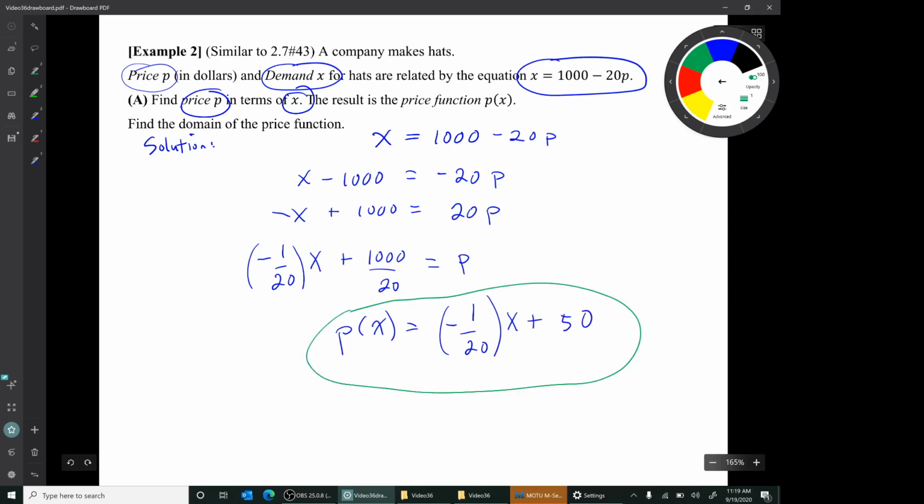As a result of solving the equation for p in terms of x, we get p(x) = -1/20 x + 50. Now let's think about this question. What's the domain of that function? Well, for that it helps to think about the graph of the function. Let's graph that function and think about it.